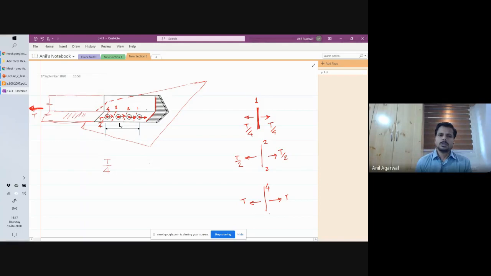So now, if we look at how the force varies, away from 4, let's say we have moved far away from 4, and we are saying that stresses are all uniform. So we have moved away from the joint, and stresses everywhere are uniform.